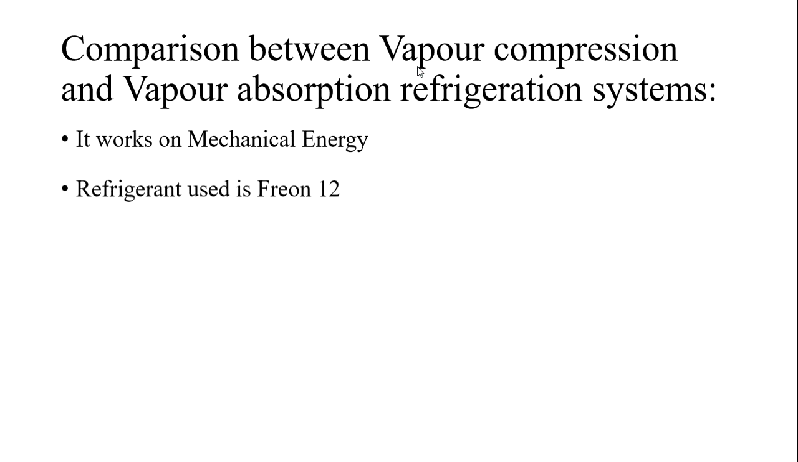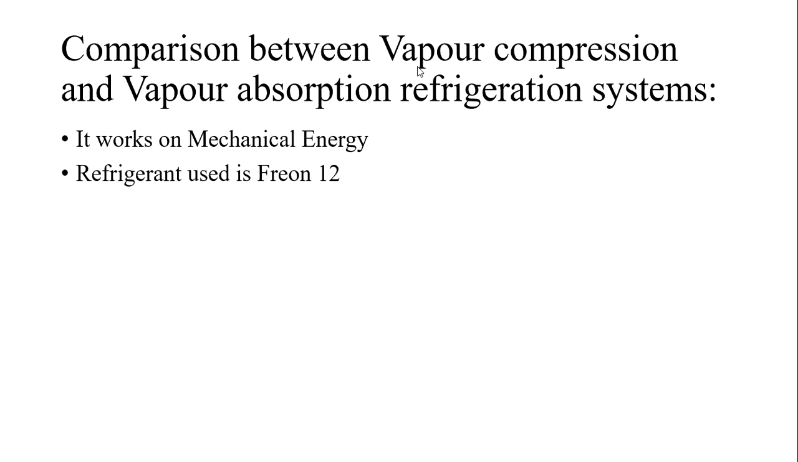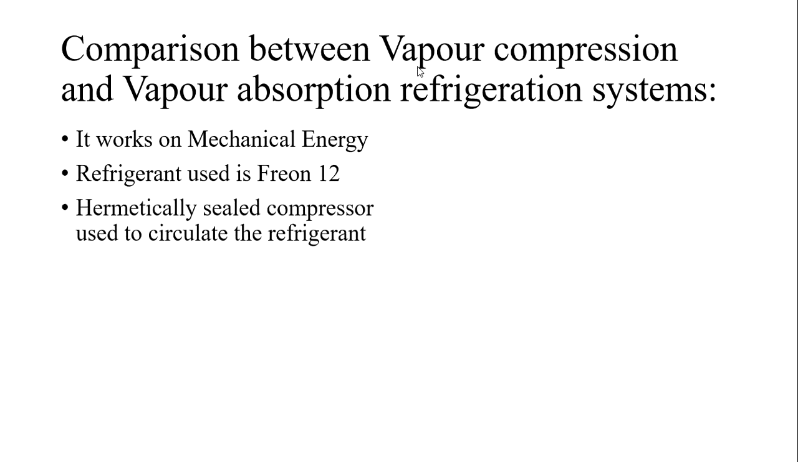Let us look into the comparison between vapor compression refrigeration and vapor absorption refrigeration system. In vapor compression refrigeration, it works on mechanical energy. As you know, in this we use the compressor unit. The compressor circulates the fluid in the system so that it works on mechanical energy. In case of vapor absorption type, heat energy is used. It means it works on heat energy.